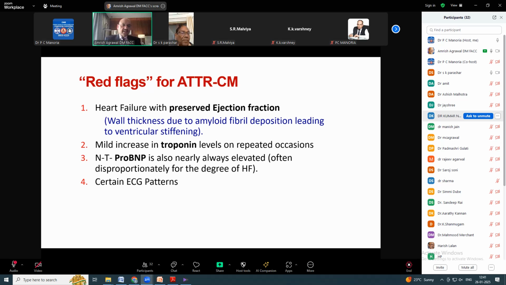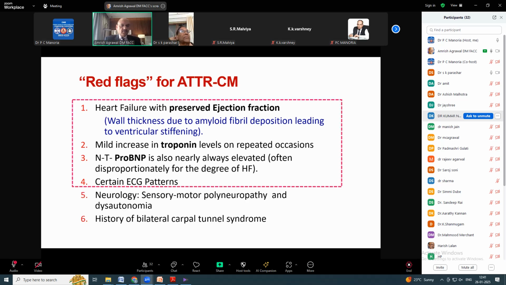Then one thing is that NT-proBNP is always elevated out of proportion to the patient's clinical cardiac condition. So the NT-proBNP in the range of 5,000, 10,000, and the patient is asymptomatic, and there's a certain ECG pattern which we see later on. And then there is neurological polyneuropathy, which can be seen, but we don't see it in our clinical practice because we are cardiologists, and particularly history of bilateral carpal tunnel syndrome, which will be seen by the neurologist and orthopedician directly. So what are the ECG patterns we talk about?